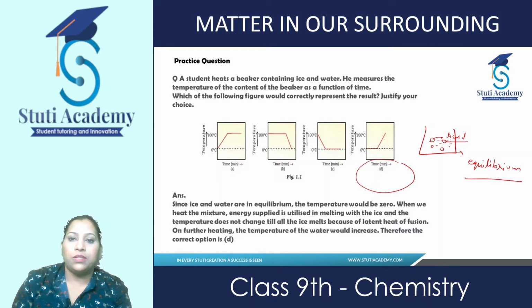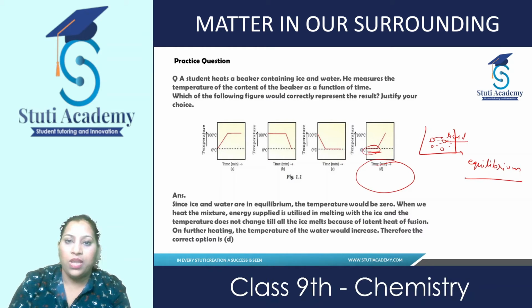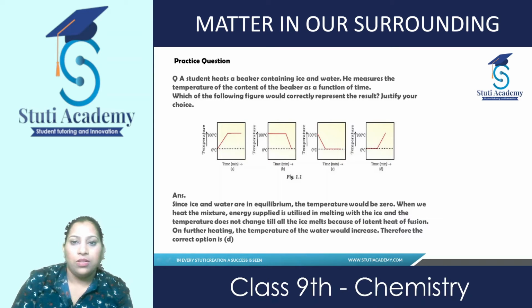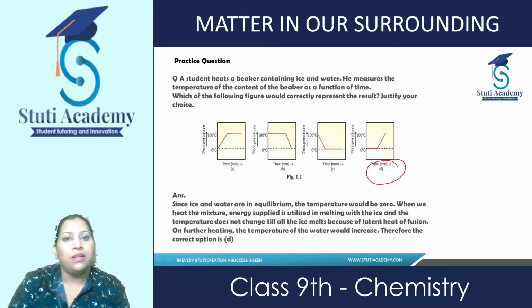So this D1 is the correct one, because as you see here, the temperature remains constant, and this is the latent heat, because until the entire ice changes into liquid, there is no rise in the temperature. So that is why D is the correct option.